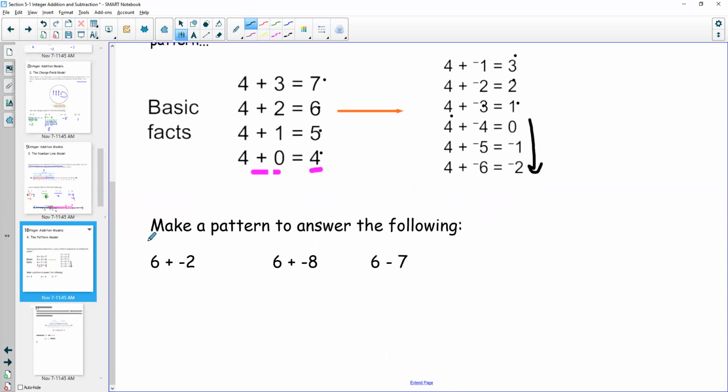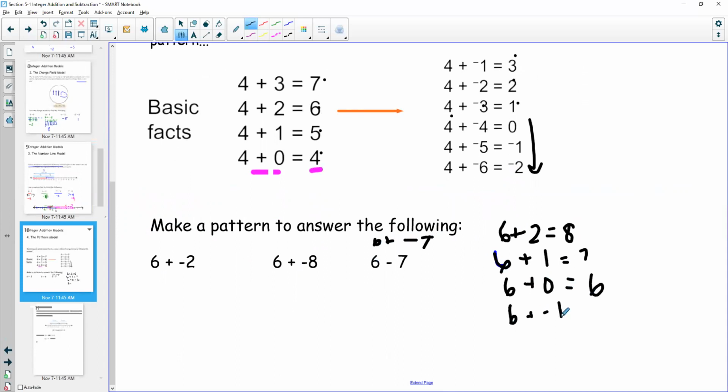So if I wanted to do 6 plus something, I would start with something I knew. Remember, we're going to write this one as 6 plus a -7. But maybe I can start with 6 plus regular 2, positive 2 is 8. And then, sorry, I'm going to change my color. 6 plus 1 is 7. 6 plus 0 is 6. 6 plus a -1 is 5. 6 plus a -2 is 4. And then I can keep going all the way down and continue my pattern until I can answer all the questions I have. It's a fine way to do it if kids need to think that way to start.